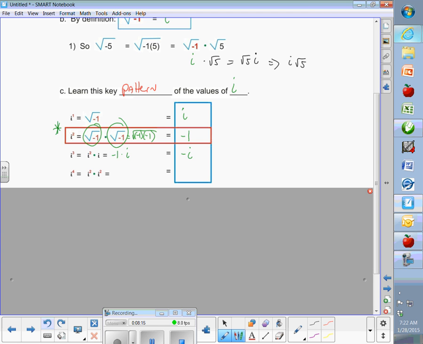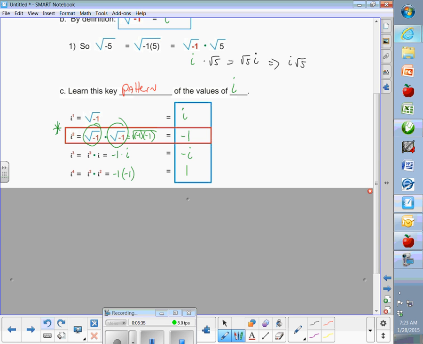Now let's do i to the fourth. i to the fourth, and if we wanted to, we could break it up to i squared times i squared. What's an i squared? A -1 times what's an i squared? A -1. What's a -1 times a -1? It is a 1. And there's our pattern.